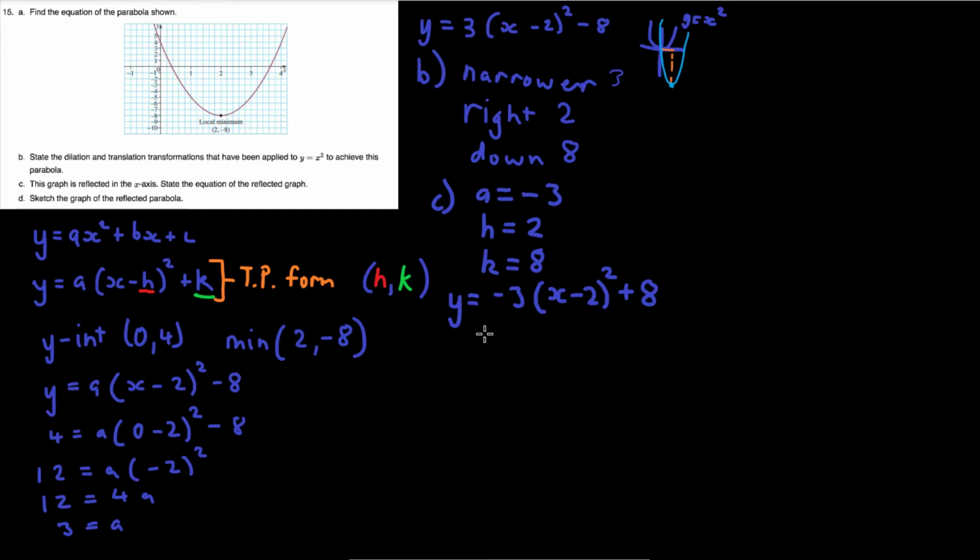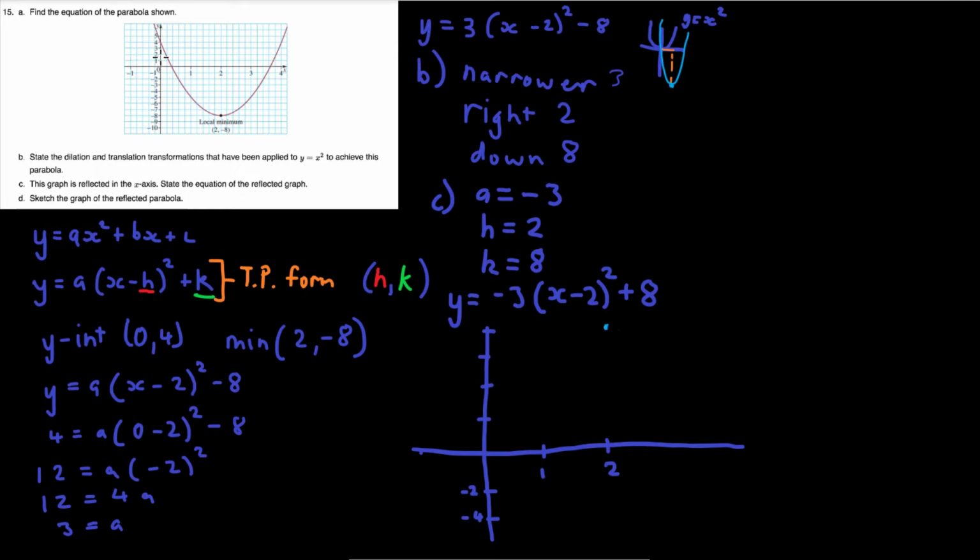So let's draw a perfect set of axes. Beautiful, beautiful. 1, 2, let's say it's 2, 4. Sorry, -2, -4, 2, 4, 6, 8. Fantastic. So our turning point is at 2, +8.